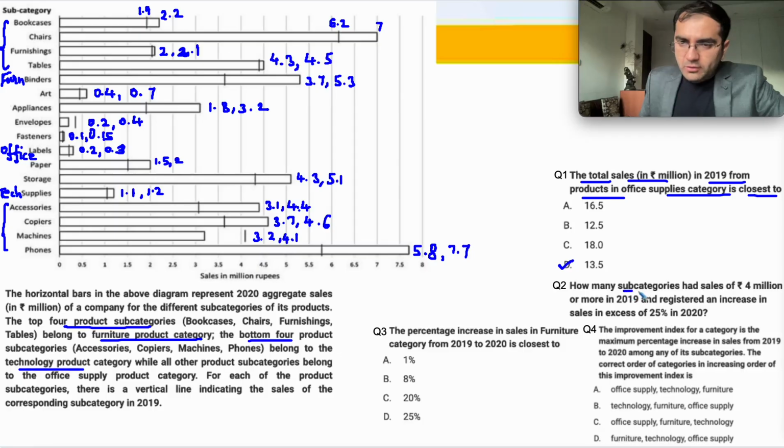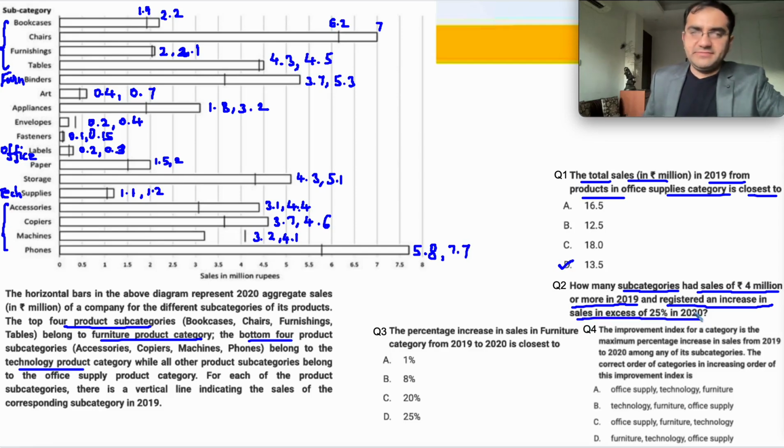Question number 2, how many subcategories had sales of 4 million or more in 2019 and registered an increase in sales in excess of 25%? So 4 million ये रहा, इससे ज़्यादा का सेल्स होना चाहिए 2019 में, ठीक है, and 25% is 1/4. ठीक है. So यहाँ पे हम आ गए, ये 4 से ज़्यादा है. 6.2 is an increase of 0.8. I need an increase of 25% and 1/4. 6 का 1/4 is 1.5, तो ये 1.5 का तो increase नहीं है, ठीक है.